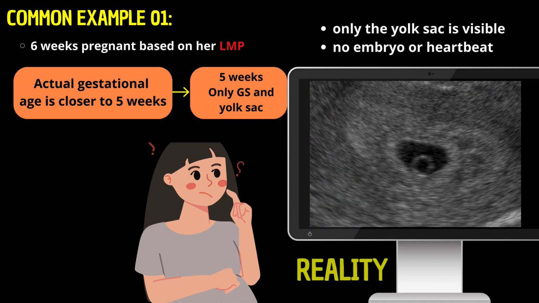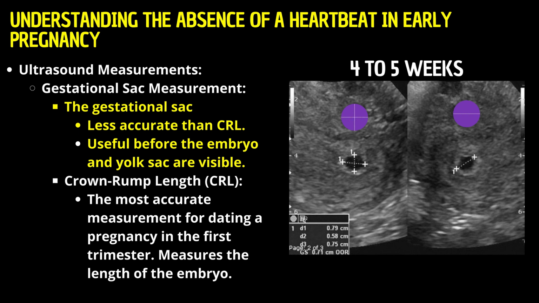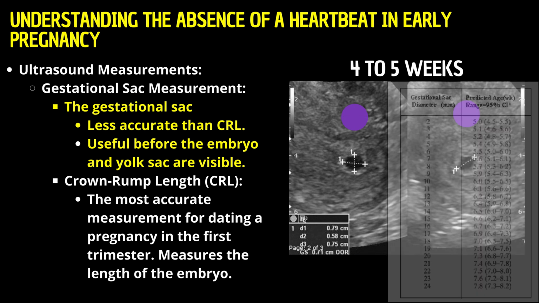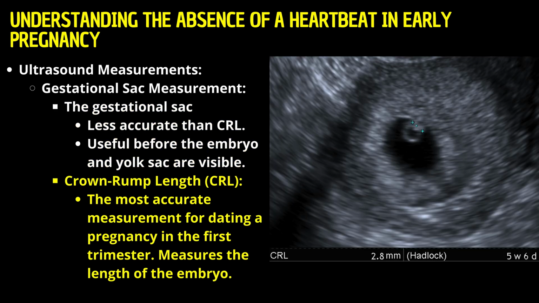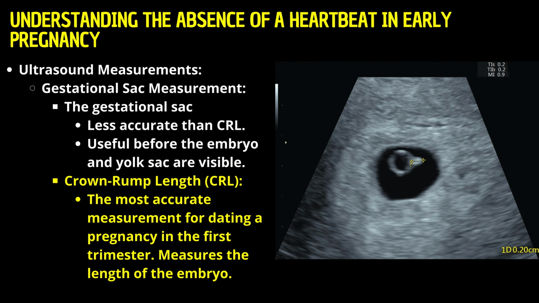Ultrasound measurements. The gestational sac can be measured early in pregnancy and helps determine the gestational age, but it is less accurate than CRL. This measurement is useful before the embryo and yolk sac are visible. CRL is the most accurate measurement for dating a pregnancy in the first trimester. The CRL measures the length of the embryo from the top of the head to the bottom of the buttocks. This measurement provides a precise estimate of the gestational age and helps in assessing the viability of the pregnancy.